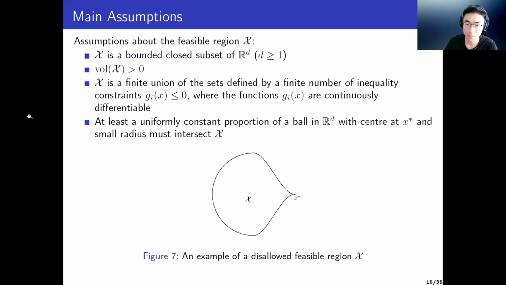And finally, at least a uniformly constant proportion of a ball centered at the global minimizer with a small radius must intersect the feasible region. This assumption rules out the configuration shown in this picture. Random search algorithms will not be able to approach the minimizer if we are not using local descent, because the path to the minimizer is too narrow, and we cannot find a circle that has a uniformly constant proportion that intersects the feasible region.